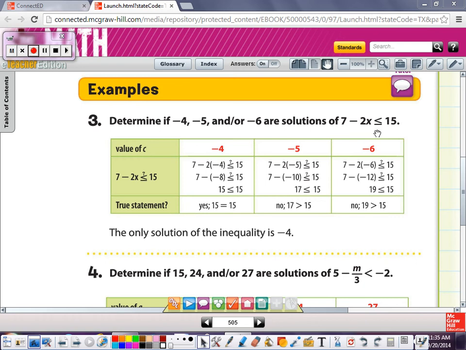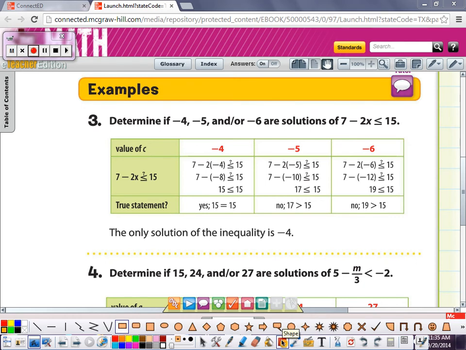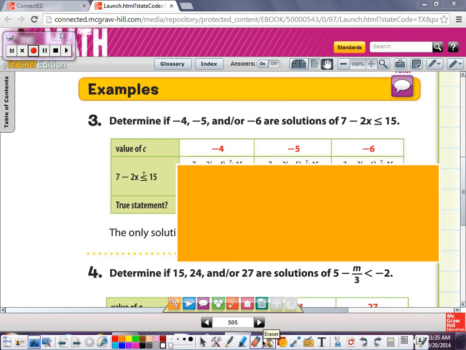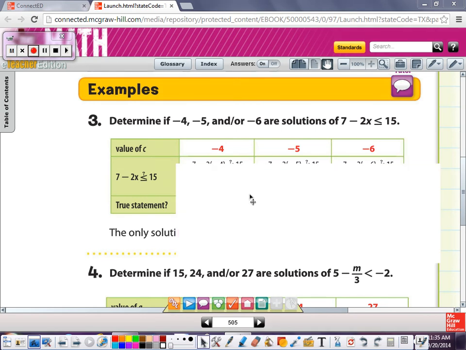So I'm going to white out everything on this page so I have a nice clean space to work with. And I suggest you guys do the same thing on a separate sheet of paper. Let me fill this in, reposition, and now we can get to work. So we have a first value that we're given to substitute, which is -4. I will begin by writing my algebraic expression: 7 minus 2x is less than or equal to 15.